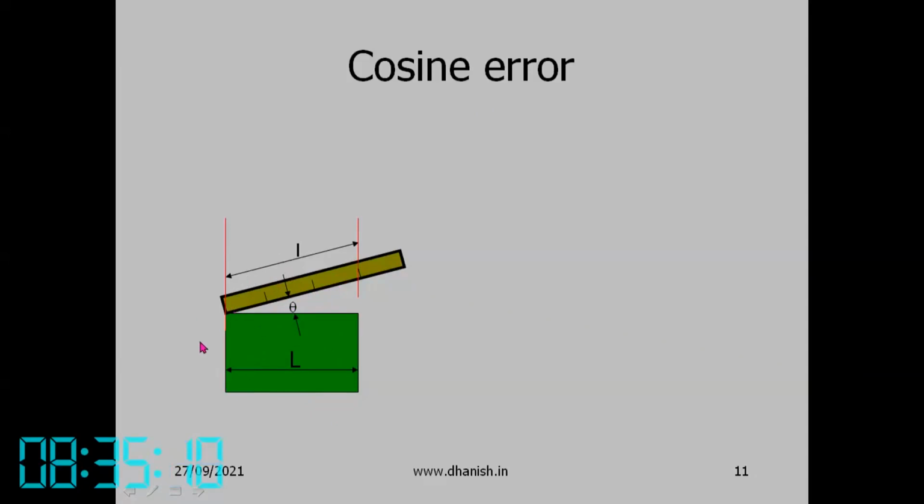So we will be viewing the scale from here and here. What we will obtain as a measurement is small l. But what we actually want is capital L. So capital L is equal to small l cos theta. This is the relation between the correct length and the apparent measured length small l. So the true length is related to cosine. That is why we call this a cosine error.